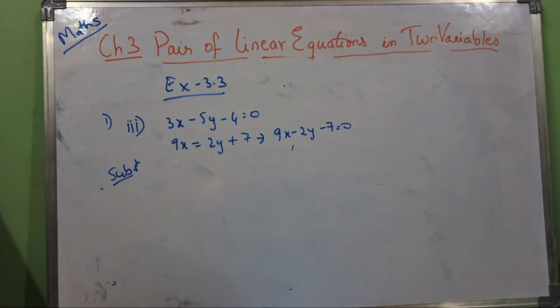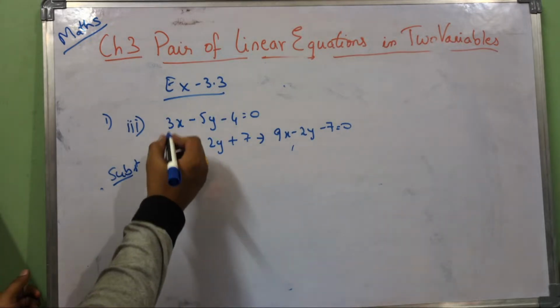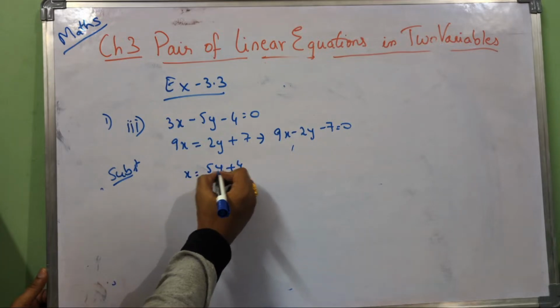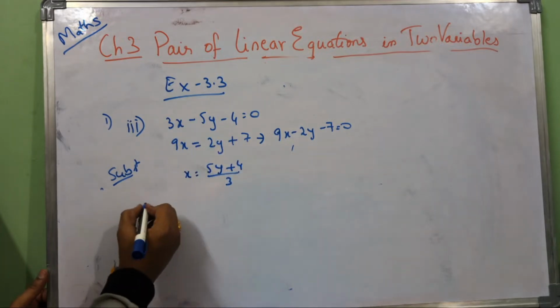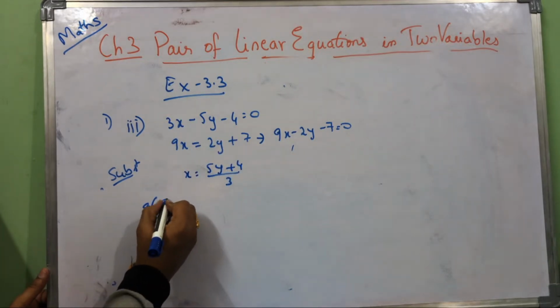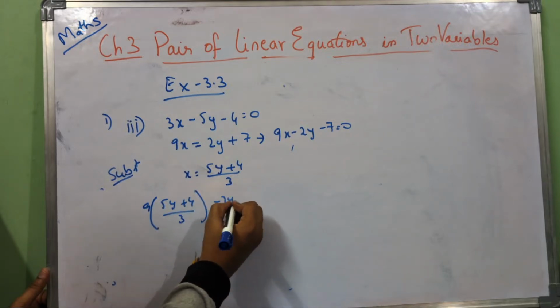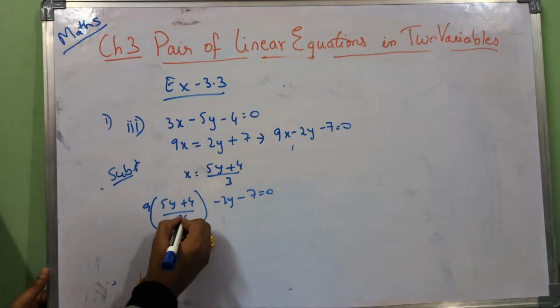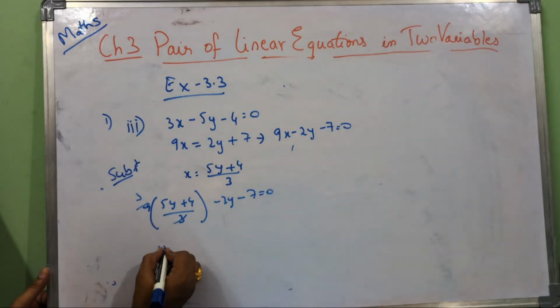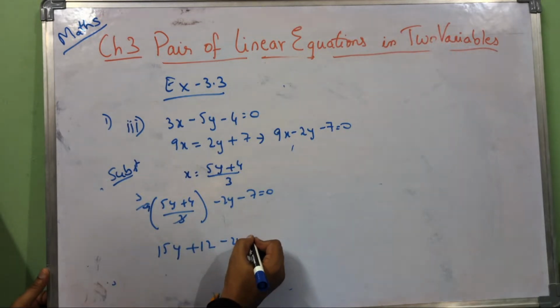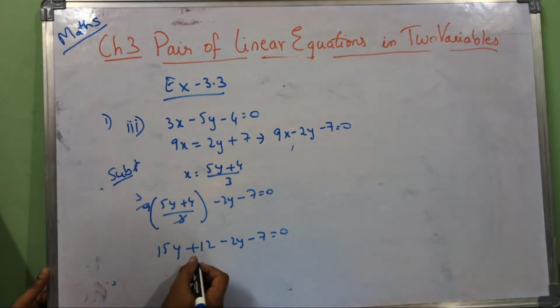3x minus 5y minus 4 equals 0, 9x equal to 2y plus 7, so 9x minus 2y minus 7 equals 0. Okay, fine. So substitute x value. So x becomes 5y plus 4 by 3. Substitute this in the second equation. 9 into 5y plus 4 by 3 minus 2y minus 7 equal to 0. 3 1s, 3 3s. So this becomes 15y plus 12 minus 2y minus 7 equal to 0.